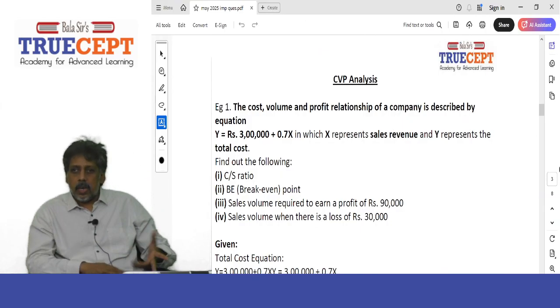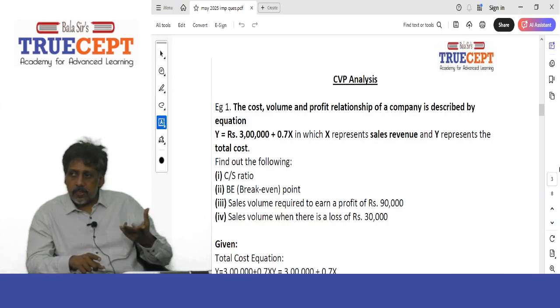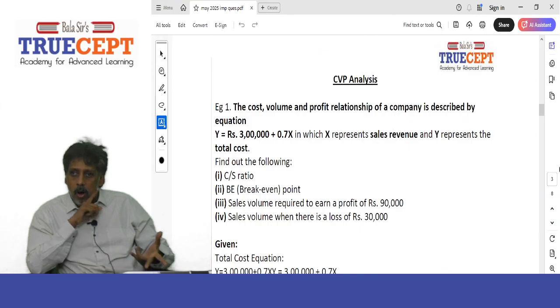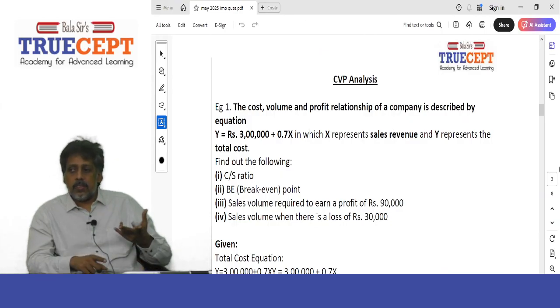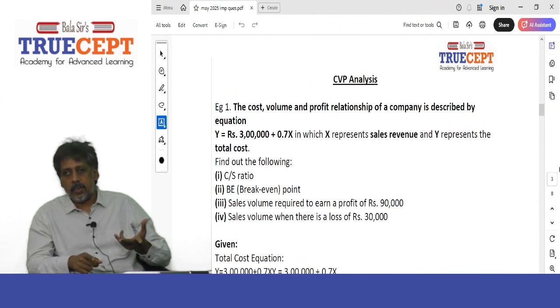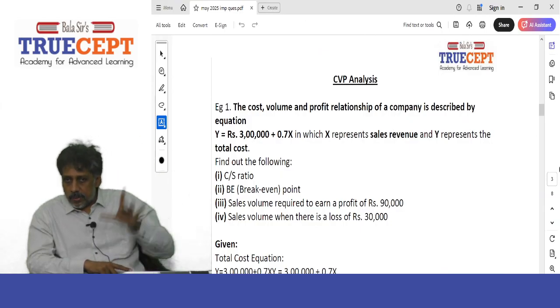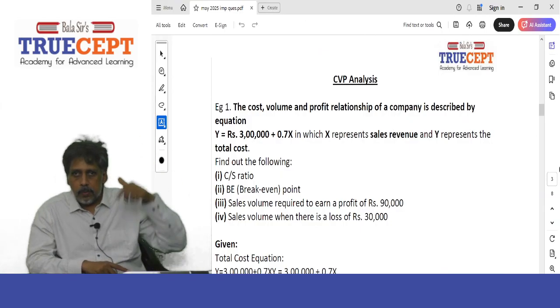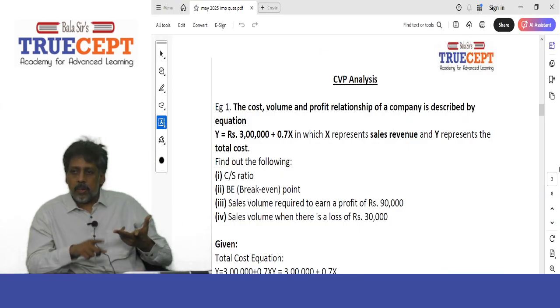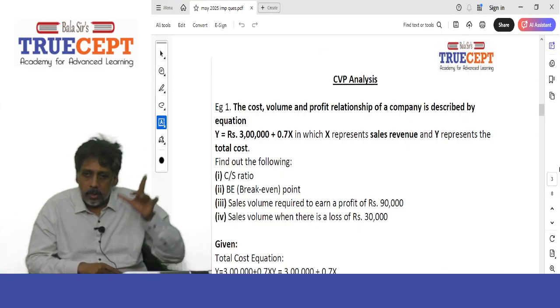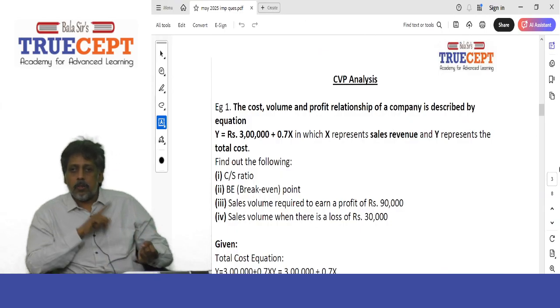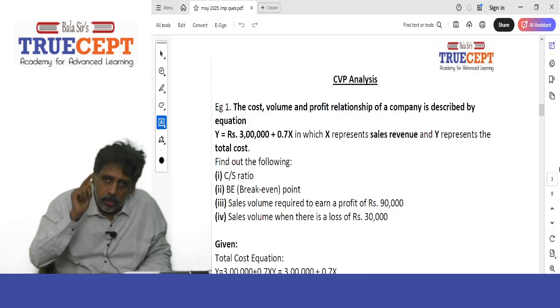And then 3 lakh should be your fixed cost because it is constant, rupees 3 lakh. Plus, now they have given 0.7 into x. What is x? It is given as sales revenue. We all know that variable cost is expressed as a percentage of sales revenue. That means in this case I can say the variable cost is 0.7 or 70% of sales. Is that fine? Yes. If variable cost is 70%, you should know by now, the day before the examination, the balance of 0.3 or 30% represents the PV ratio, profit volume ratio, also known as the contribution to sales ratio, C by S ratio. Is that clear?